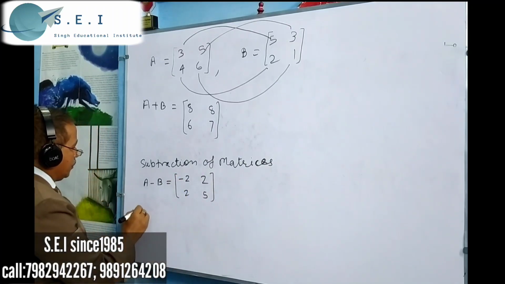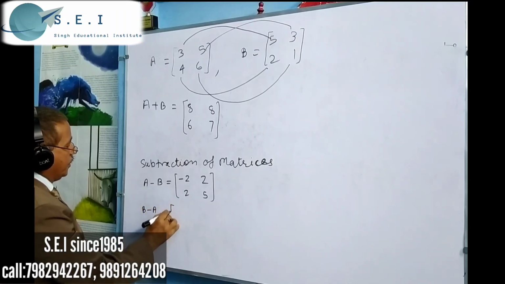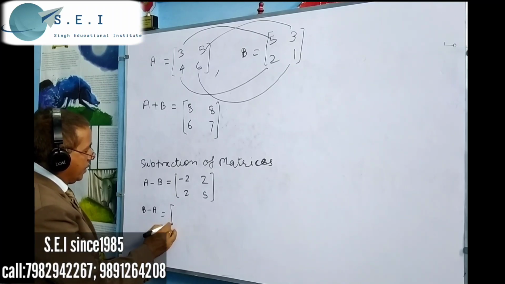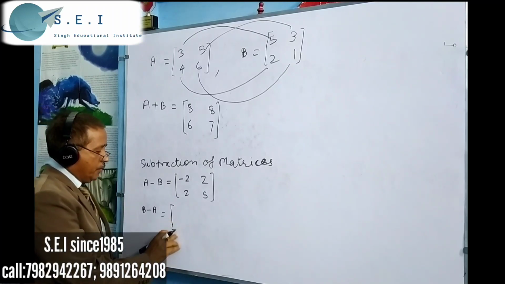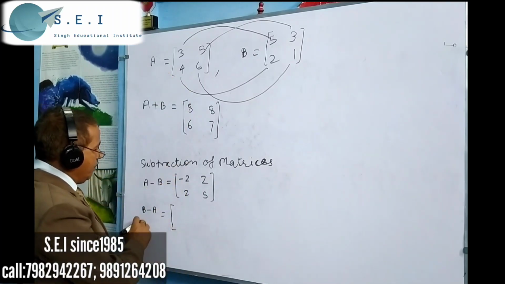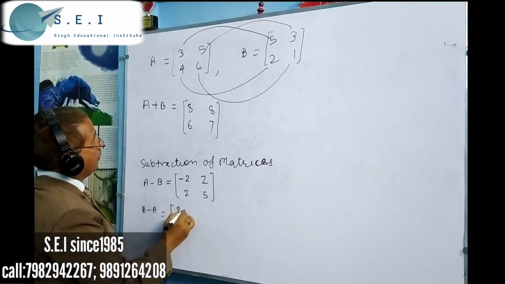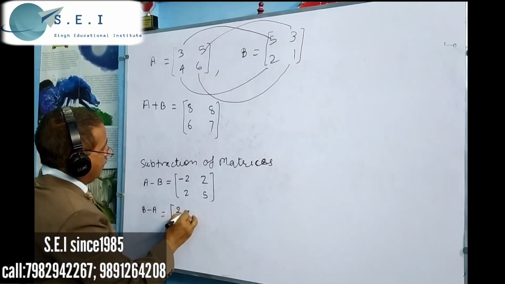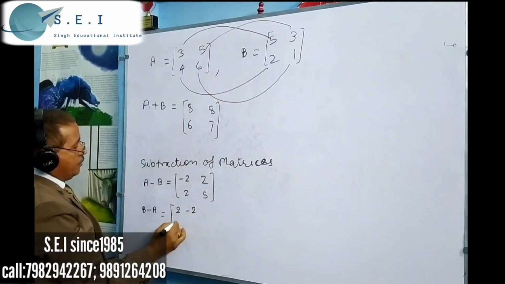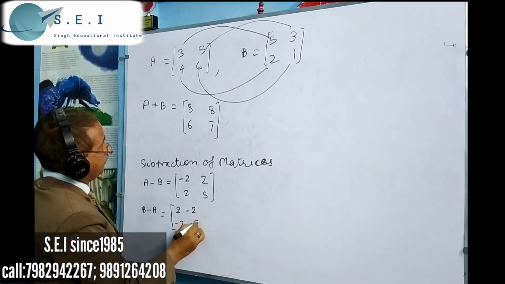Now we also want to get B minus A, which is obtained by subtracting all elements of A from the corresponding elements of B. So B minus A is 5 minus 3, which is 2, 3 minus 5, which is minus 2, 2 minus 4, which is minus 2, and 1 minus 6, which is minus 5.